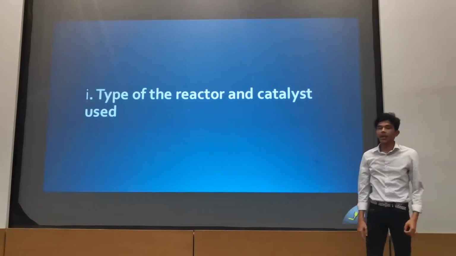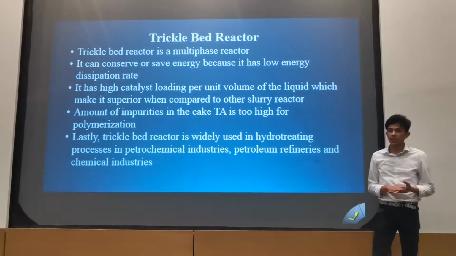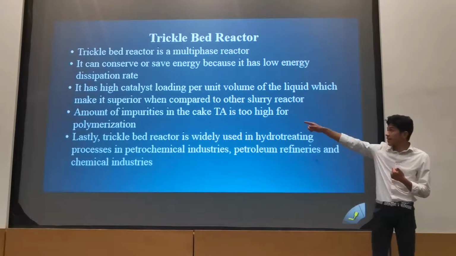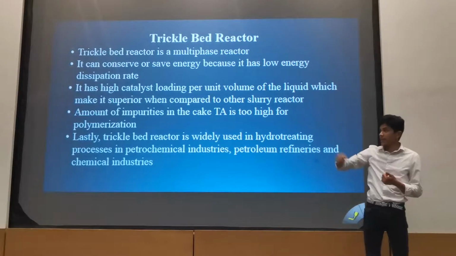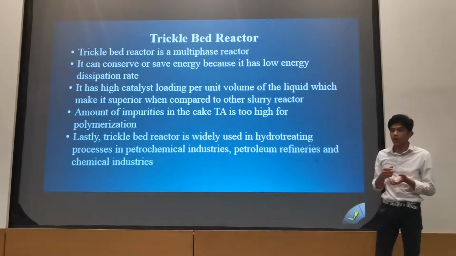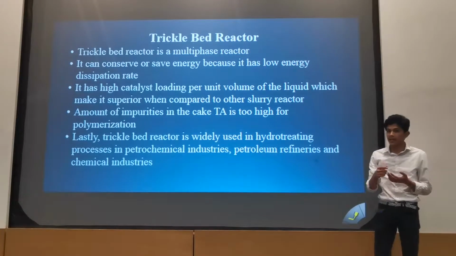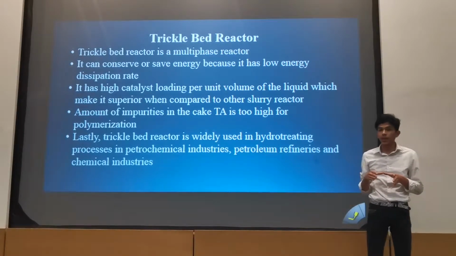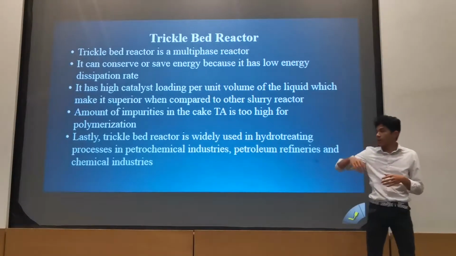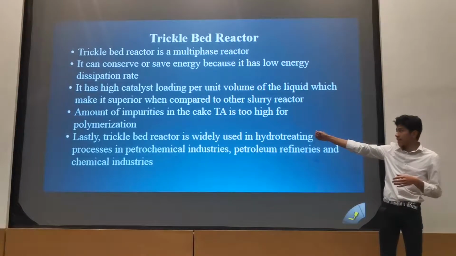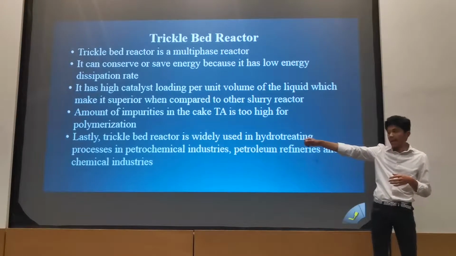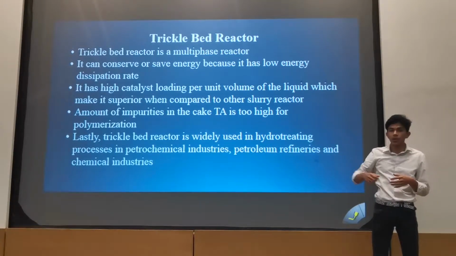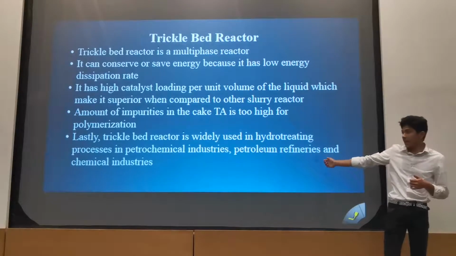For the type of reactor and catalyst used, based on our research, we have chosen the trickle bed reactor because it is a multi-phase reactor. Next, it can conserve energy because it has a low energy dissipation rate. Next, it has high catalyst loading per unit volume of the liquid, which makes it superior when compared to the slurry reactor. In addition, the amount of impurities in the CTA is too high for polymerization. And lastly, the trickle bed reactor is widely used in hydrotreating processes in petrochemical industries, petroleum refineries, and chemical industries.